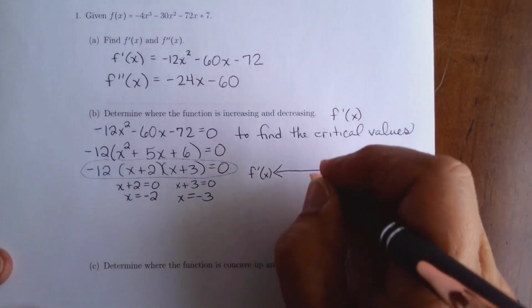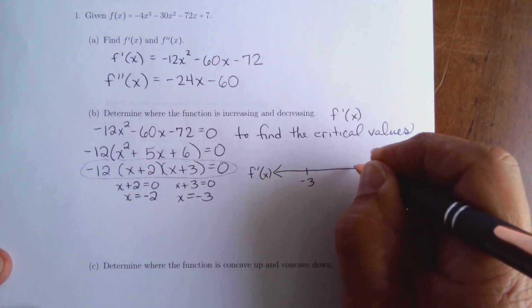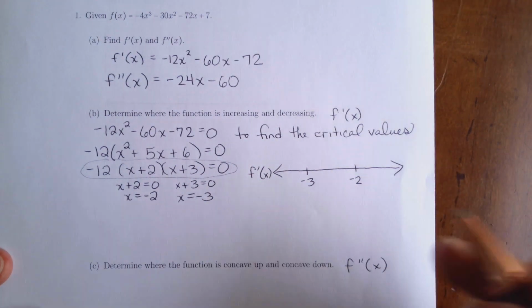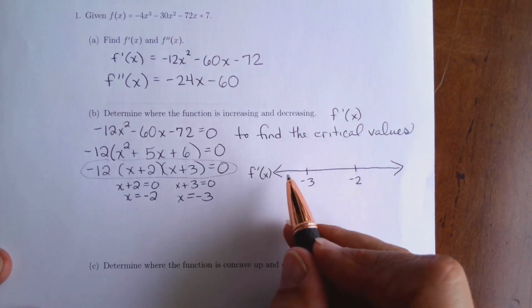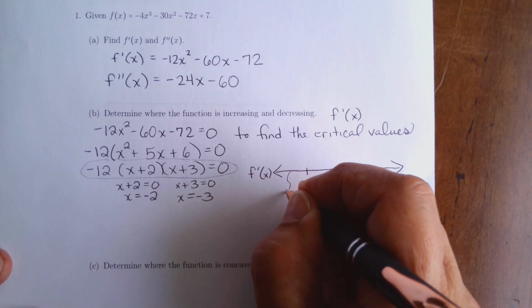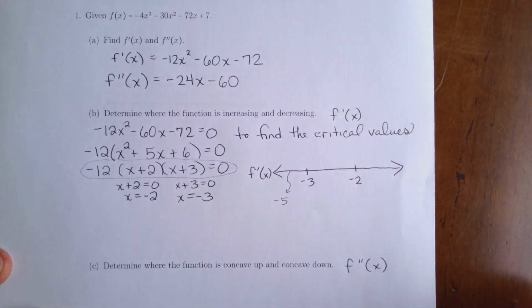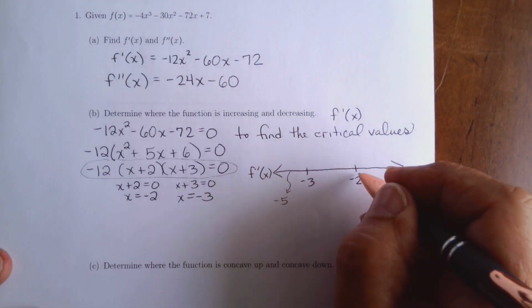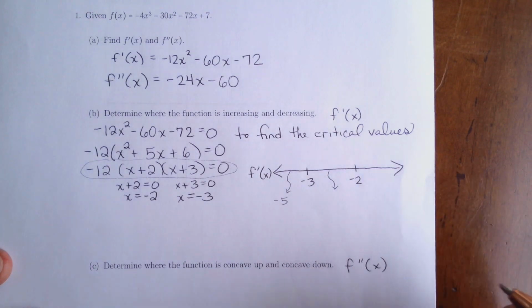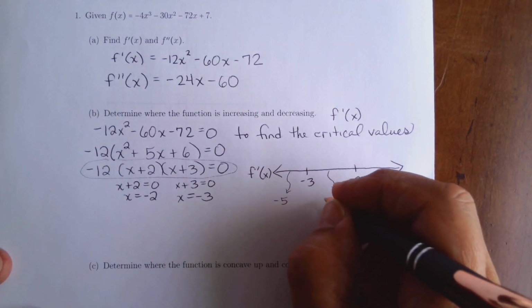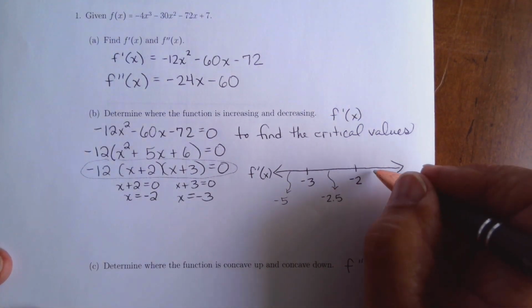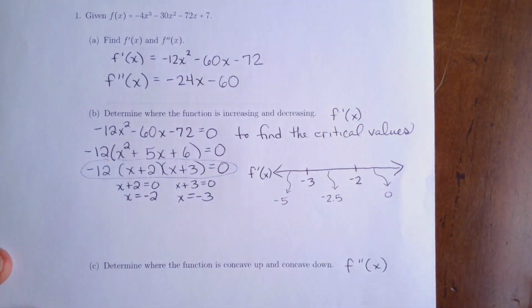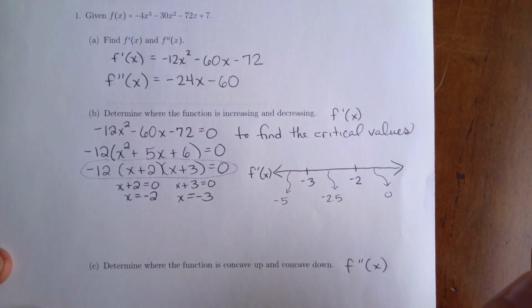All right, so we're going to put -2 and -3 on the number line. Make sure you put them in the right order. So -3 is to the left of -2. And then we need some test points. So pick something less than -3. I'll pick -5. Pick something between -3 and -2. Can't get a whole number in there, so we'll just do -2.5. And then pick something bigger than -2. I'll pick 0. 0 is always nice.